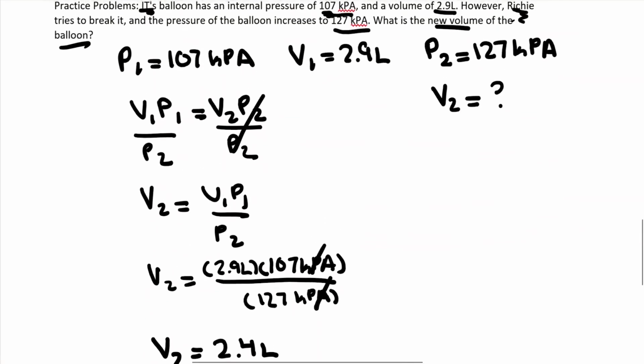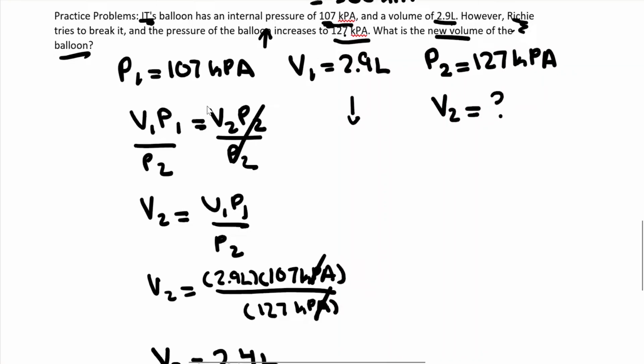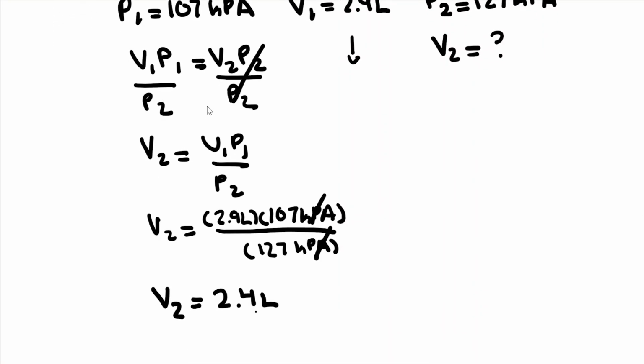And if you ever want to double check your work, you can use intuitive common sense as well, just to understand. So the pressure of the balloon increased, right? That means the volume is going to decrease because they're inversely proportional. So pressure increased. Initial volume was 2.9. Now it's 2.4. So it did decrease.